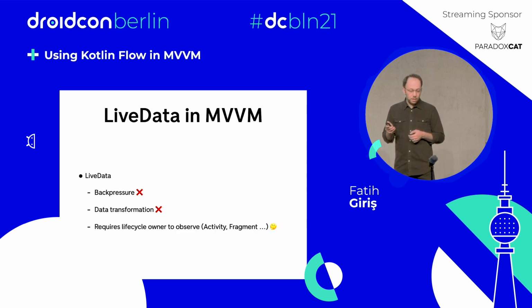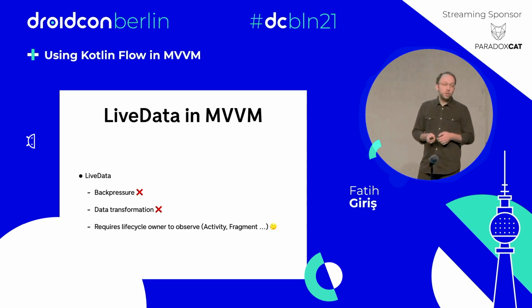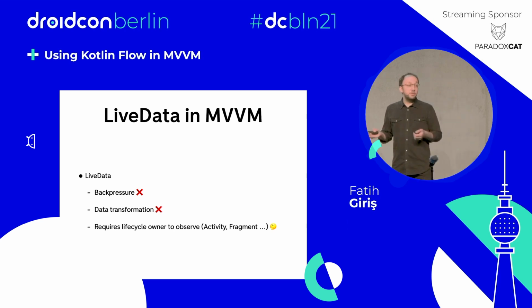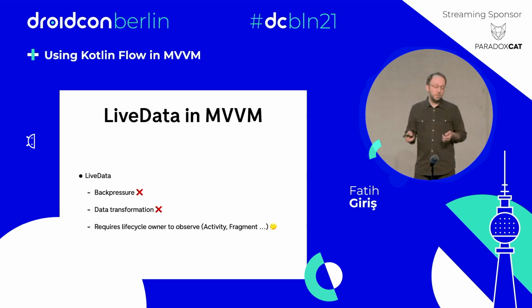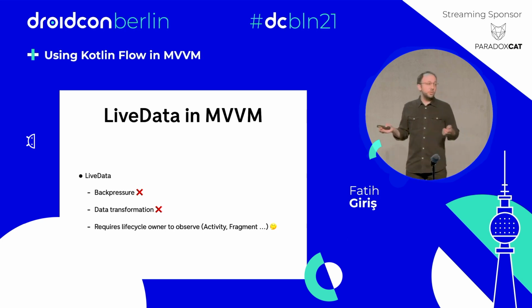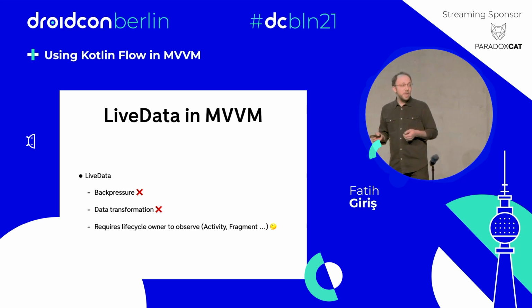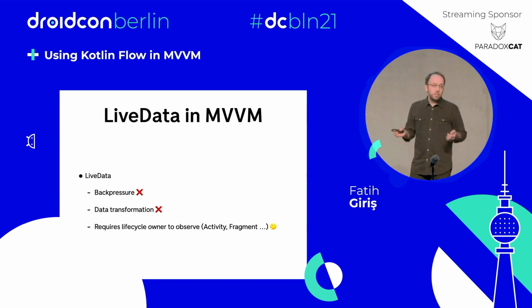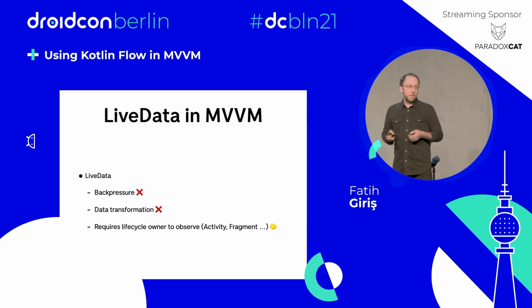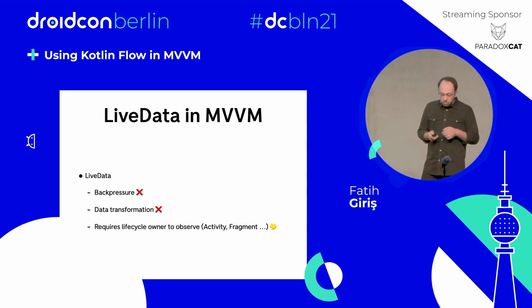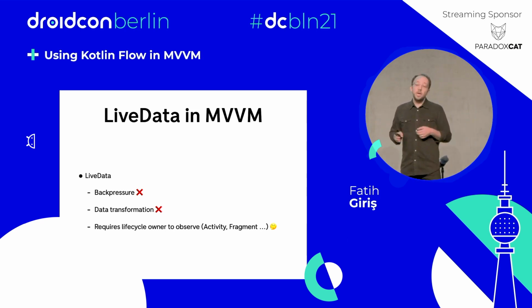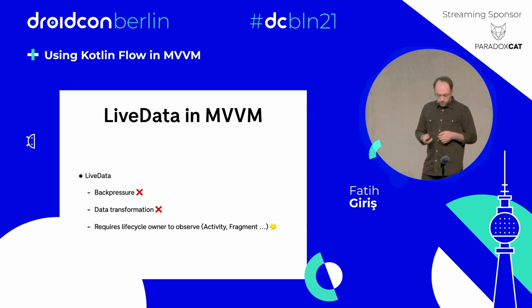And obviously, it requires a lifecycle owner to observe, like an activity or fragment. This is not a disadvantage, but when you want to observe the LiveData in some repository layer or something, then you might be thinking, should I send my lifecycle owner to the repository or not? It's basically not a good practice to send the lifecycle owner to the repository. So this is a question mark.